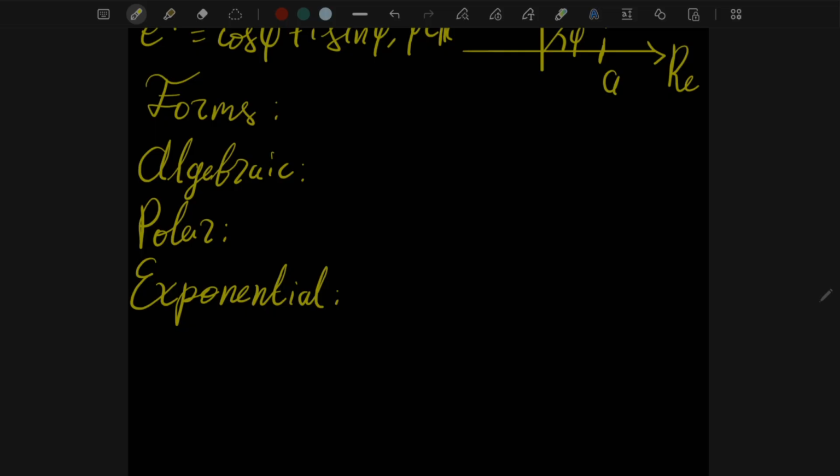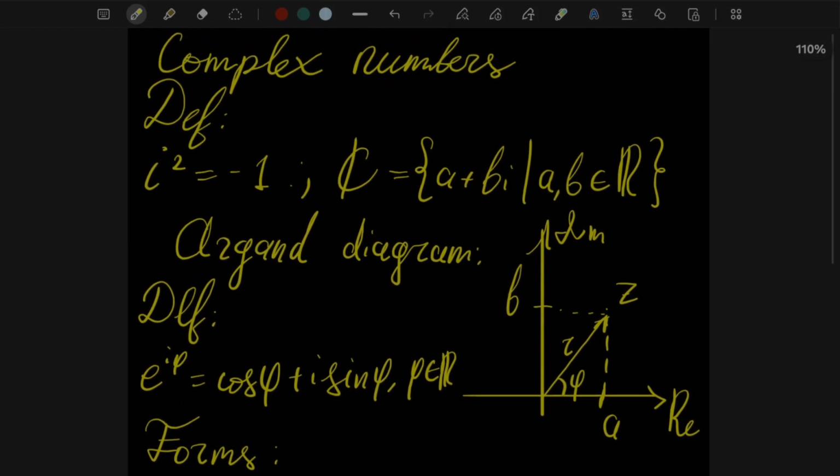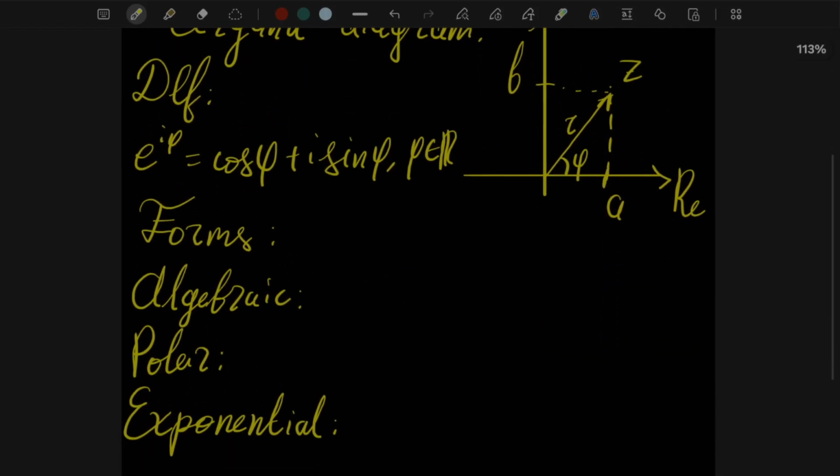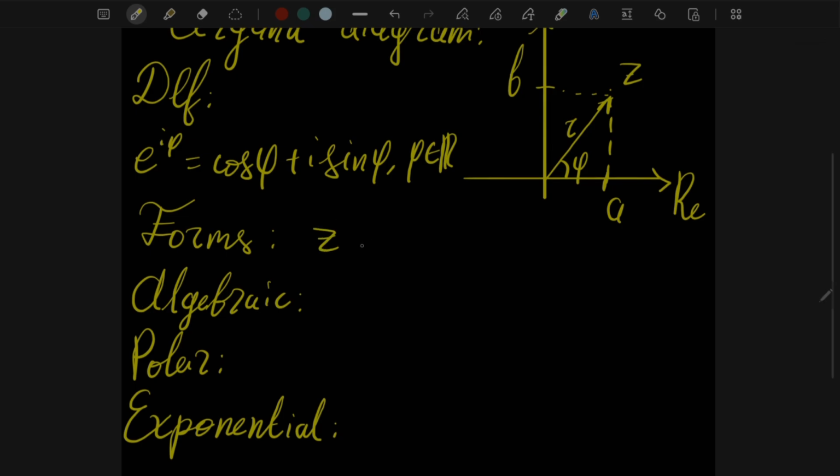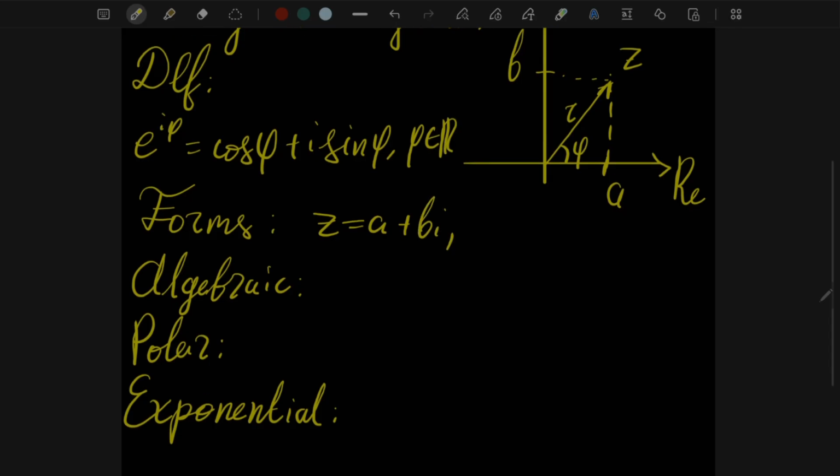The first one is algebraic, and basically it is the one that I introduced in the definition. So we write a complex number z as a + bi, where a is defined as the real part of z, and b is similarly the imaginary part of z. And both of them are real numbers.